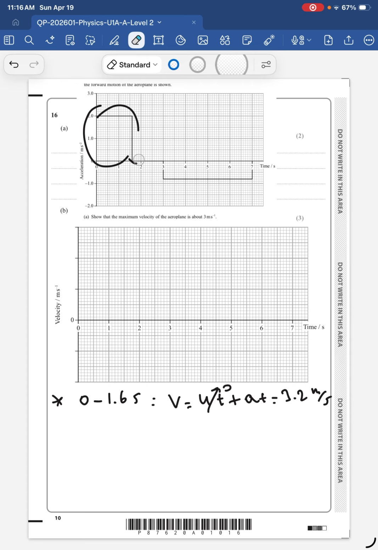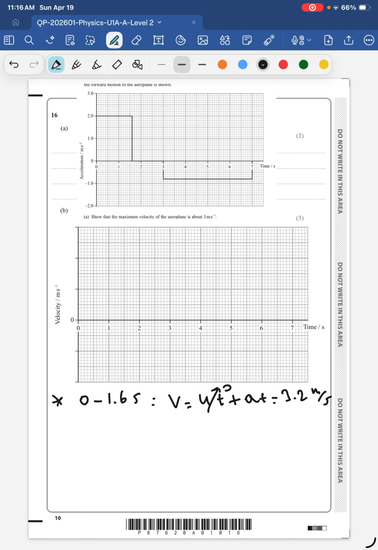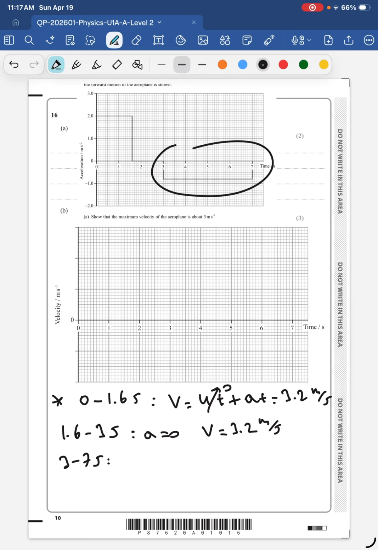Okay, there. Let's erase this. Now, from 1.6 to 3 seconds, which is this part over there, the acceleration is 0, so the velocity is constant, equal to 3.2 meters per second, right? I mean, nothing changes. Okay, and from 3 to 7 seconds, so this part, we can calculate the velocity v using the same equation as before. By the way, why did I write u times t here? I'm sorry about that. That's simply u.